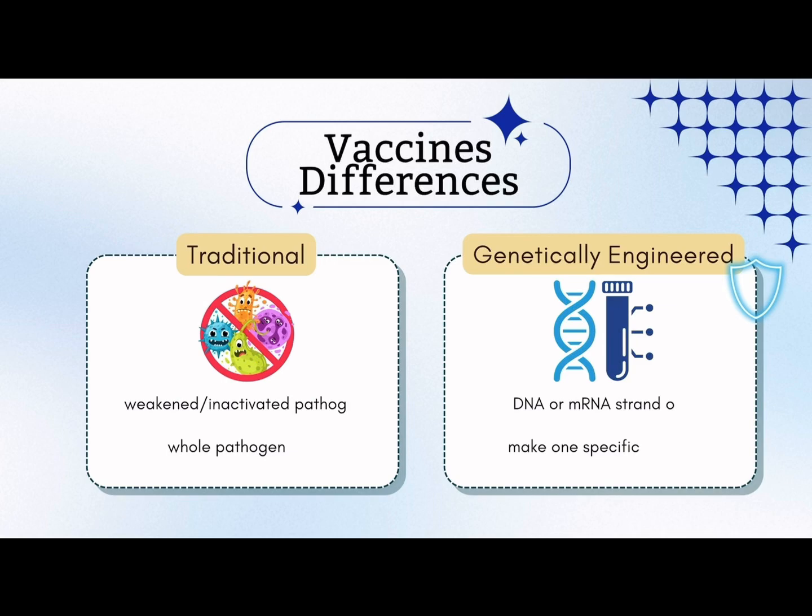The differences between traditional vaccines and genetically engineered vaccines. Traditional vaccines often rely on weakened or inactivated pathogens to stimulate an immune response. Although effective, this method can take longer to develop and may pose risk for immunocompromised individuals, as it still involves exposure to viral components. In contrast, genetically engineered vaccines use only DNA or mRNA, which instructs cells to produce one specific antigen. This allows the immune system to respond without exposure to the whole pathogen, making development faster and reducing the safety concerns.